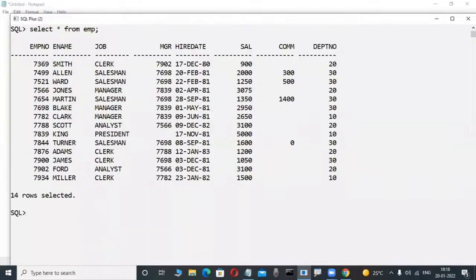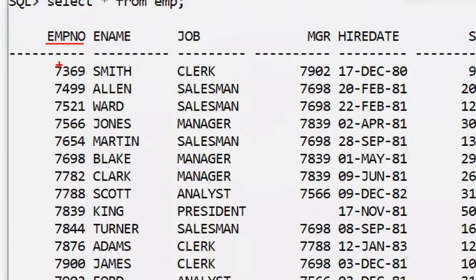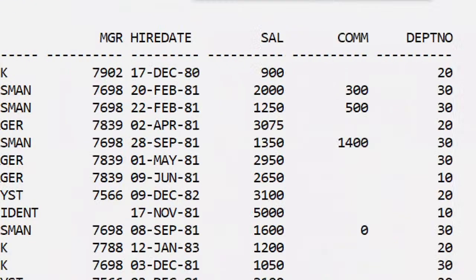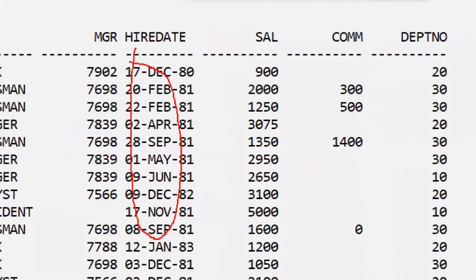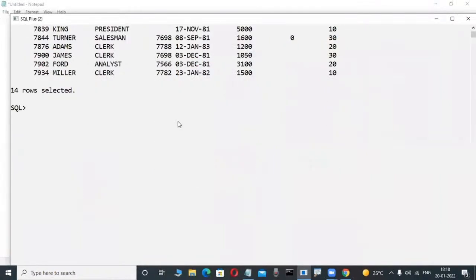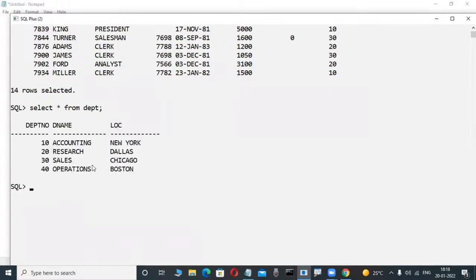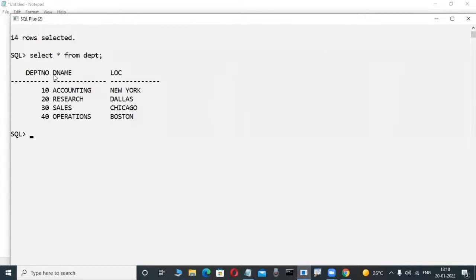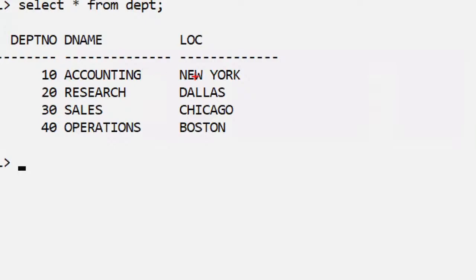Slowly observe here, this is a matrix format. In the employee number column only numbers are available, in this column only characters are available, and in this column only dates are available. That's why the data is stored in a structured manner. In a relational database, structured data is there. A structured collection of data is there.